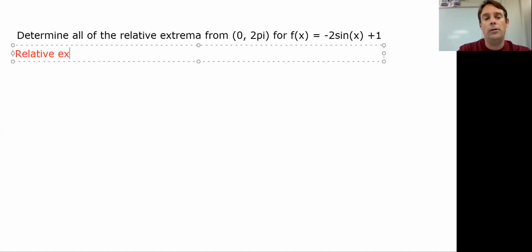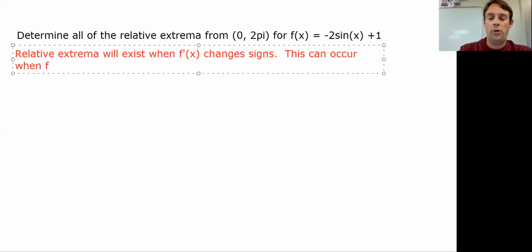Relative extrema can exist for f of x when f prime of x changes signs. This can occur when f prime of x equals 0 or when f prime of x is undefined.